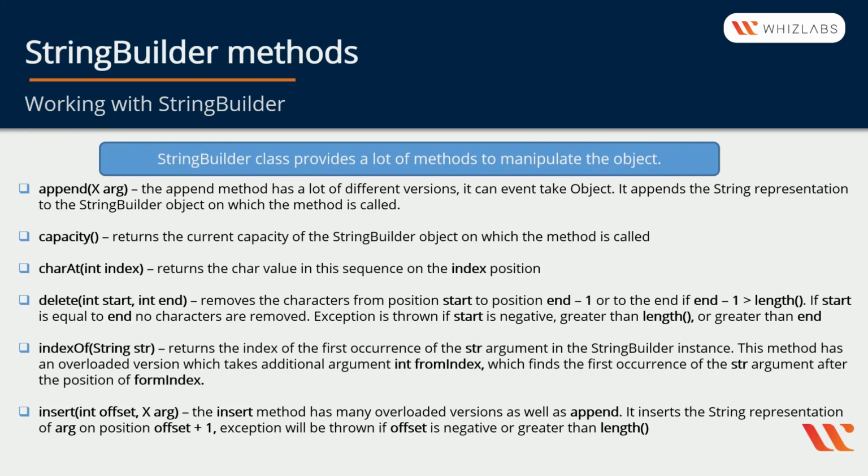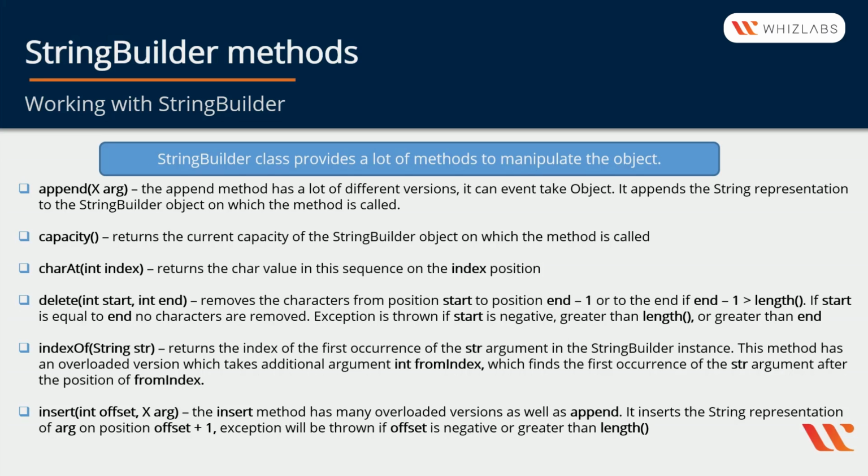First, we have append. The append method has a lot of different versions. It can even take an object. It appends the string representation of the arg argument provided to the StringBuilder object on which the method is called. Next, we have capacity, which returns the current capacity of the StringBuilder object on which this method is called. Next, we have charAt, which returns the char value in the sequence of the index position provided as an argument.